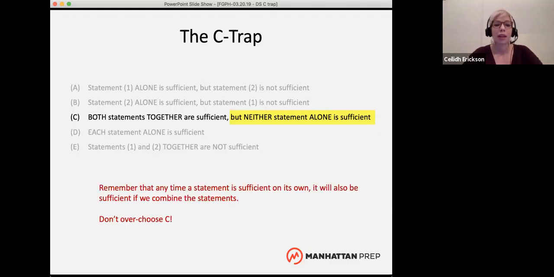Think about it this way. If one of the statements is sufficient by itself, it's also still going to be sufficient if we put the 2 of them together, right? So if you're just evaluating whether it works if we put the 2 of them together, you're actually looking at it the wrong way. We need to evaluate them separately first before we put them together. So how do we evaluate exactly what a C-trap means? Well, here's my rubric.